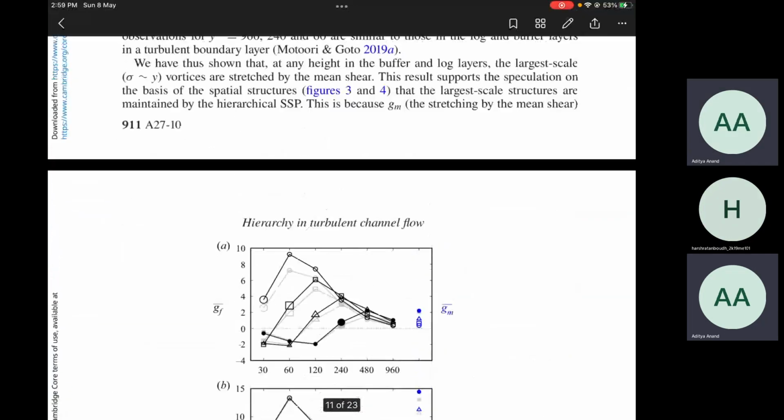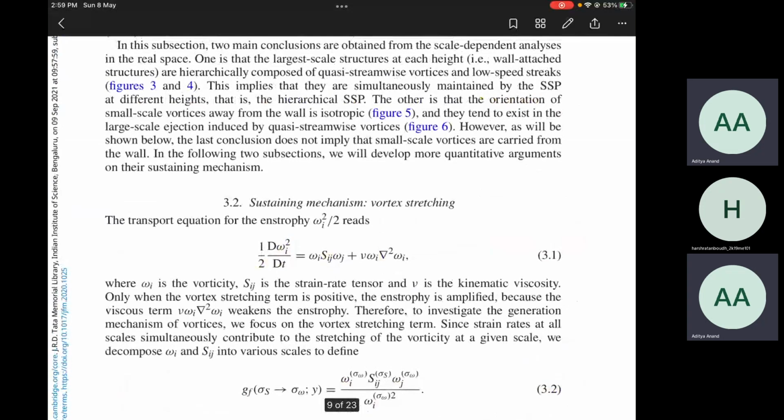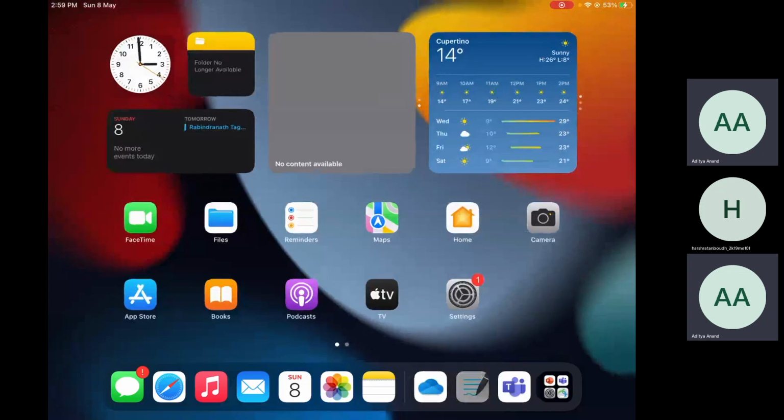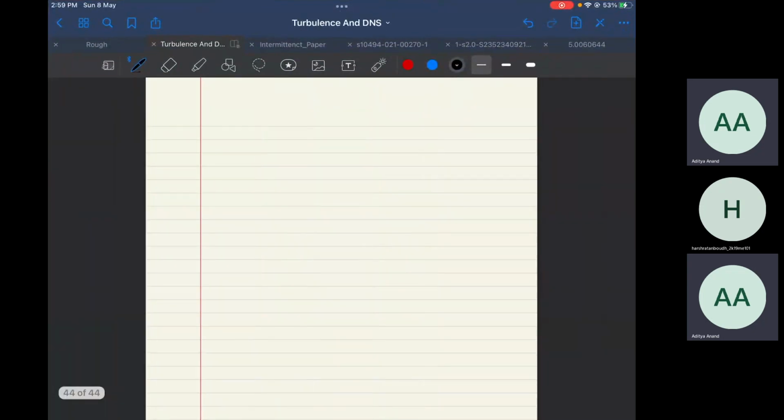Okay, so they have also looked at other stuff as well. They have looked at entropy, omega square. So if you can derive, from your Navier-Stokes equation, your Navier-Stokes equation is for U, right? You have du by dt is negative of grad p plus mu del square u.